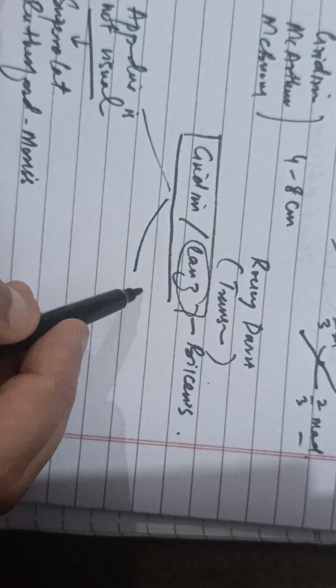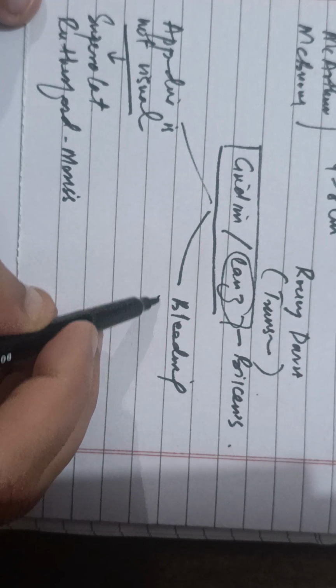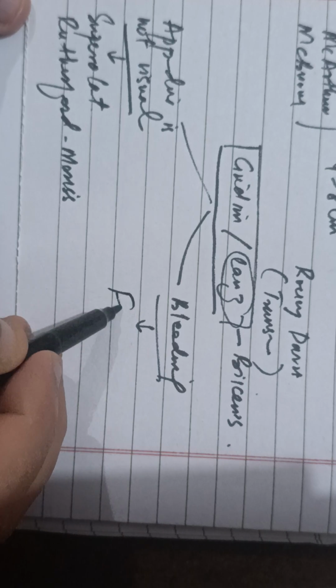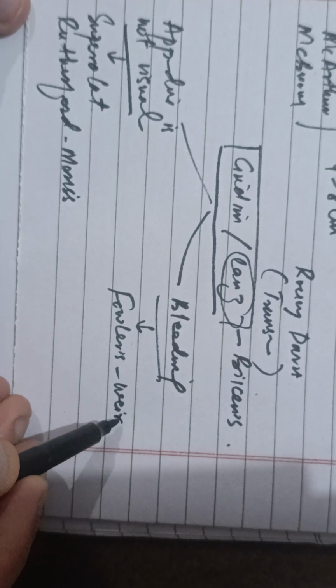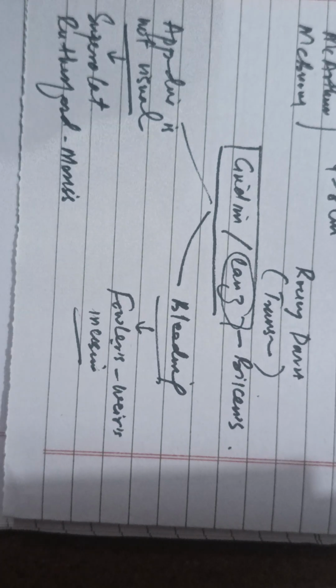And if there is bleeding and you are searching for the bleeding source, then we will extend this incision medially, which is called Fowler-Weir incision. Okay.